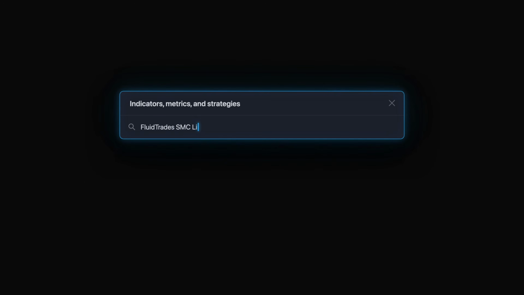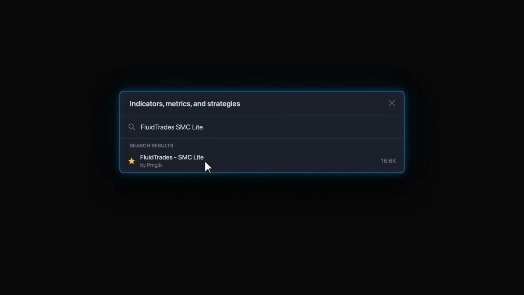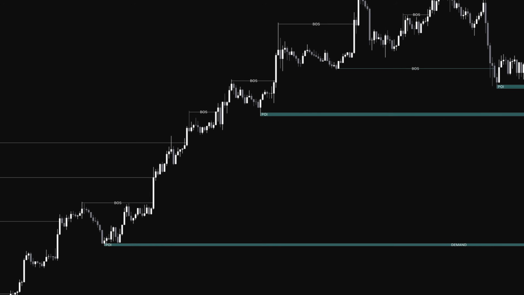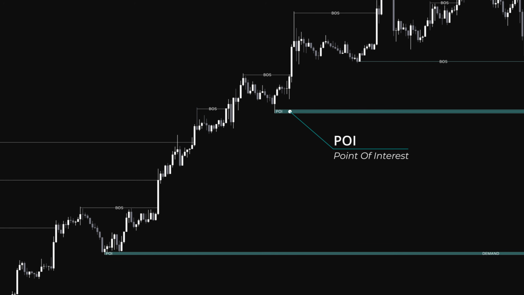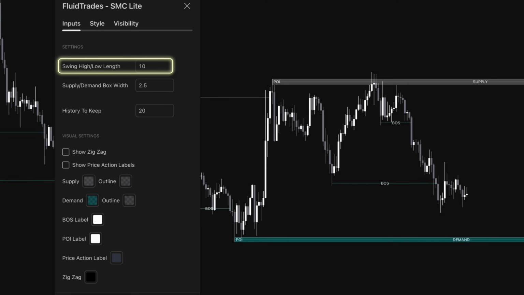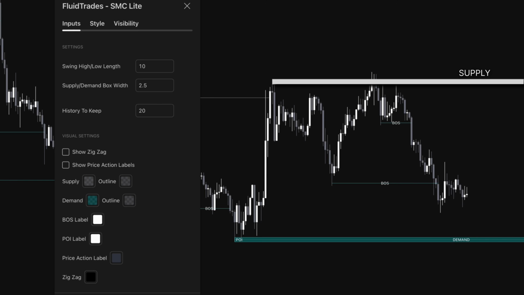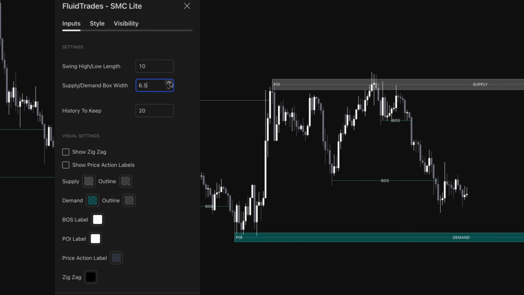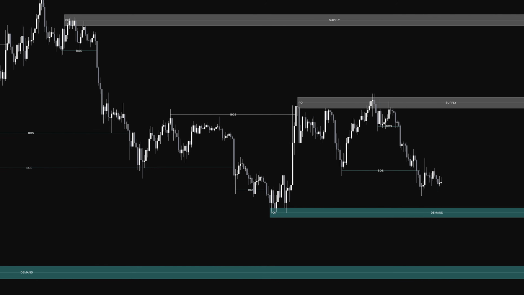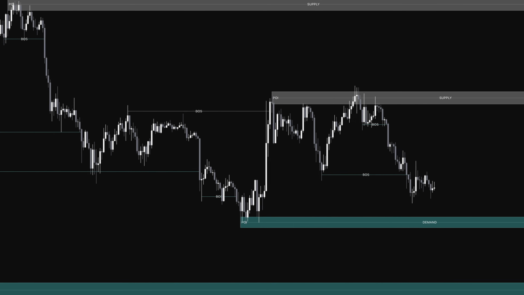FluidTrades SMC Lite, created by PMG, is a supply and demand zone indicator built around SMC principles, covering swing-based zones, a point of interest midline through each zone, and a structure break label when price invalidates a zone. The zone detection runs on pivot highs and lows using a configurable swing length, defaulting to 10 bars on each side. Supply zones are anchored to swing highs and demand zones to swing lows, with the box height calculated as ATR50 multiplied by a user-defined width multiplier, so the zone size scales with current volatility rather than using a fixed pip distance.